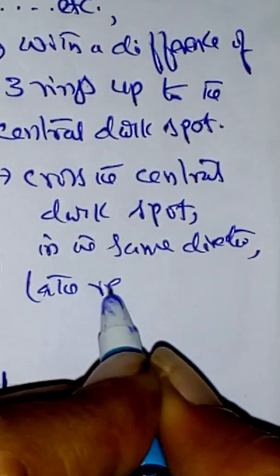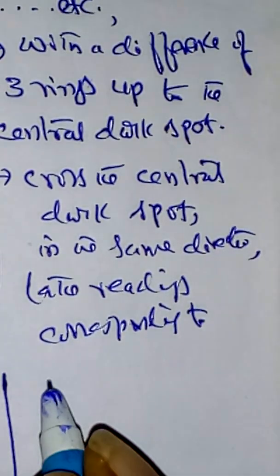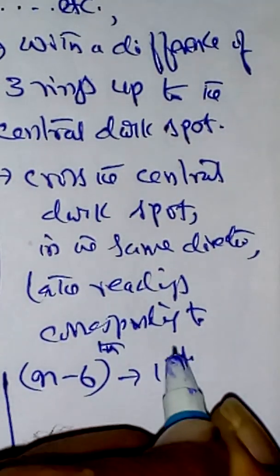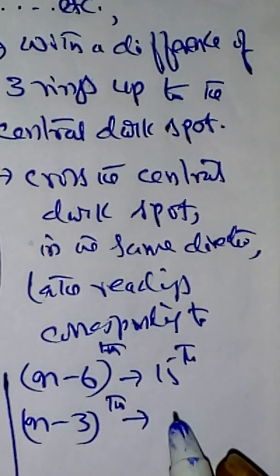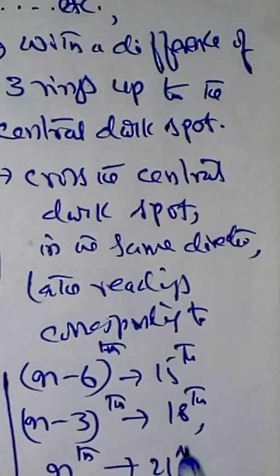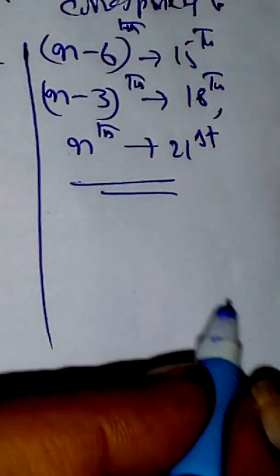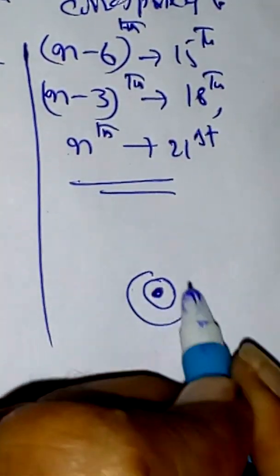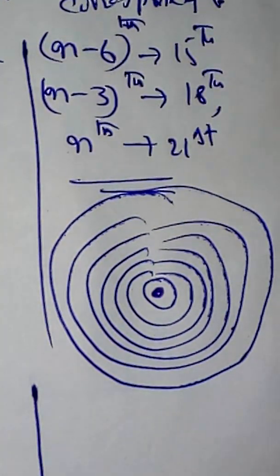Take readings corresponding to the n minus 6th, that means 15th, n minus 3, that is 18th, and the nth ring, that is the 21st ring. Note down. What does it mean? I am again demonstrating. This is the central dark spot, let us say. These are all rings. There may be some more.